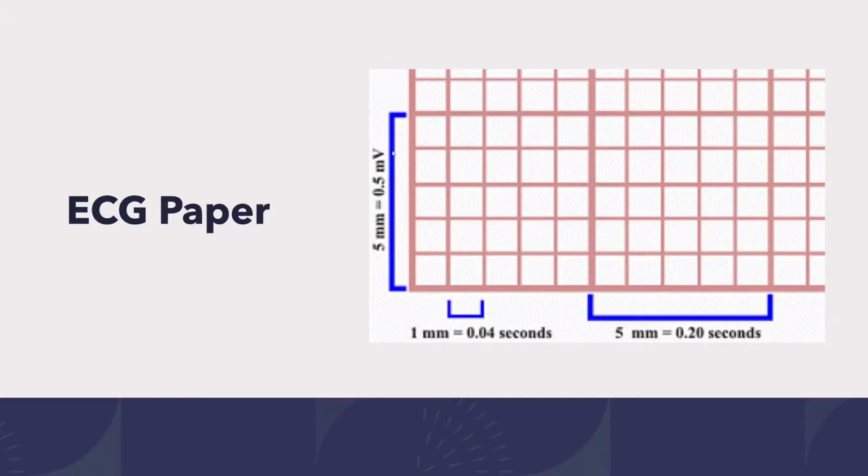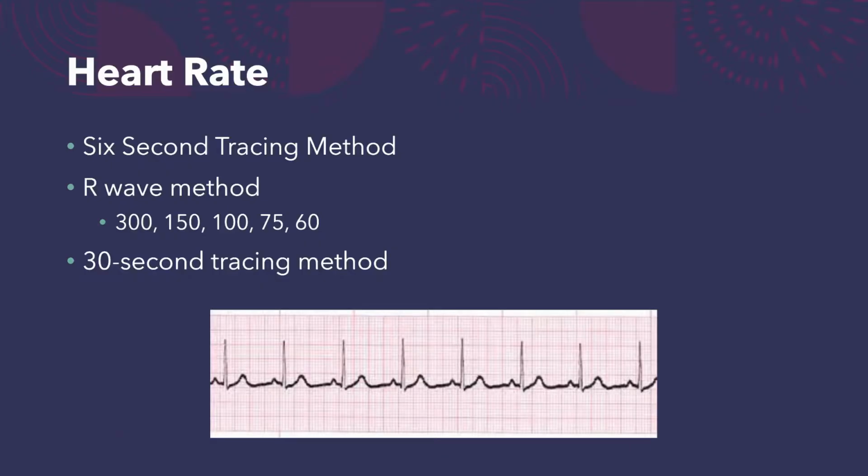We don't use this information as often, but a large box is also a half a millivolt. So if you see a line go up one box, that's a half millivolt elevation. There's some diagnostic stuff we use with elevation and depression, especially with the ST segment, but we'll hold on to that. Okay, first, let's just talk about heart rate.